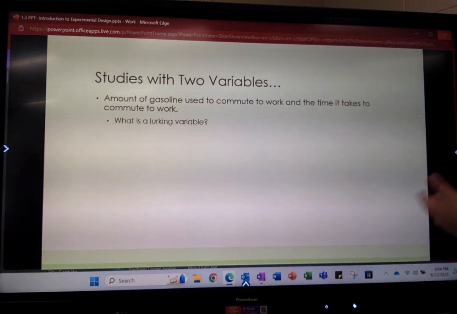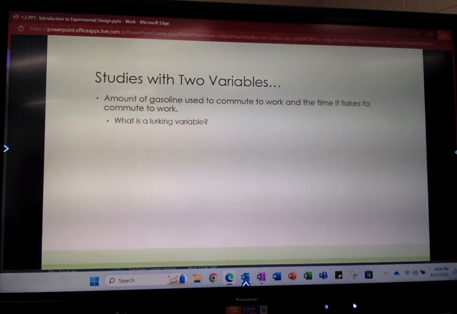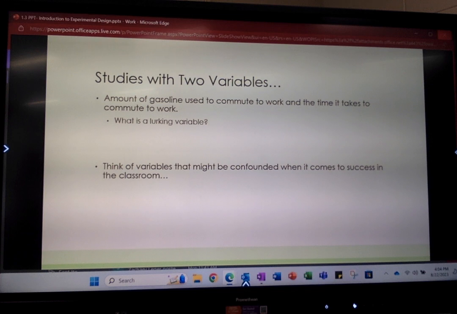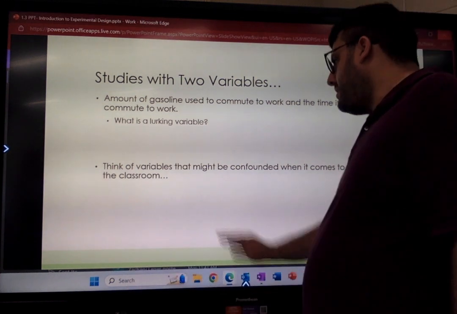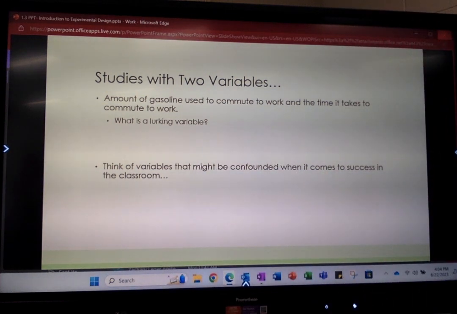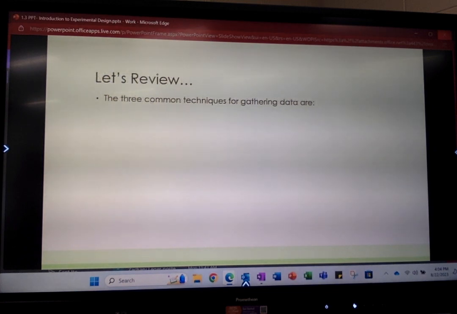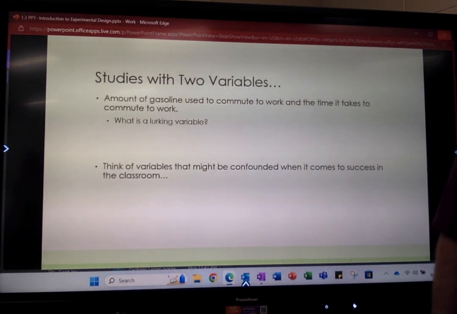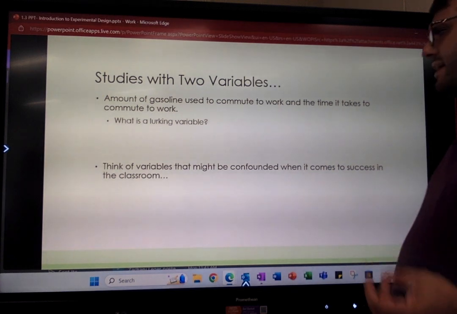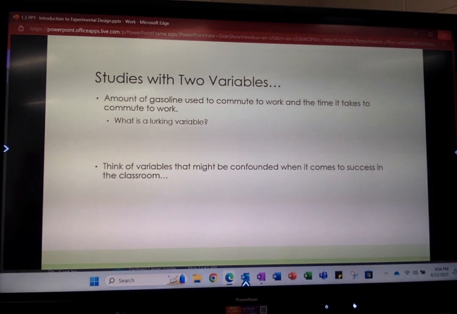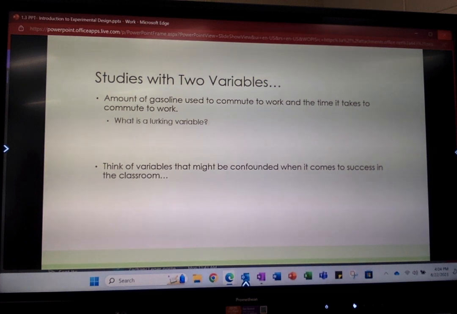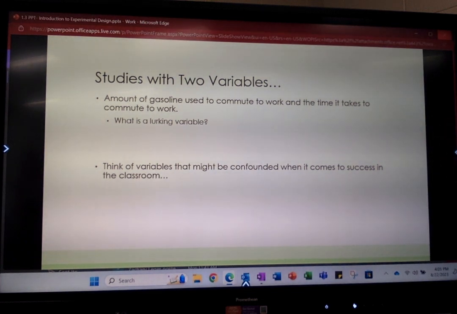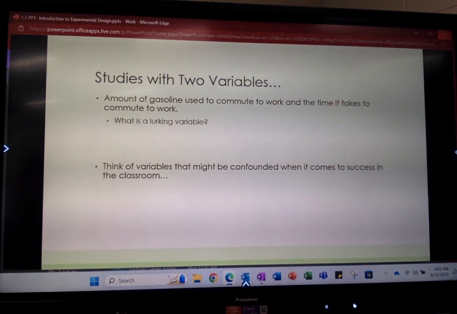All right, so again, we talked about gasoline used to commute to work and the time it takes to commute to work, right? The lurking variable, like we said, would be traffic congestion. Variables that might be confounded when it comes to success in the classroom could be IQ, could be GPA. It could also involve study time. We don't know. We can't distinguish which variables affect or have more effect than others.